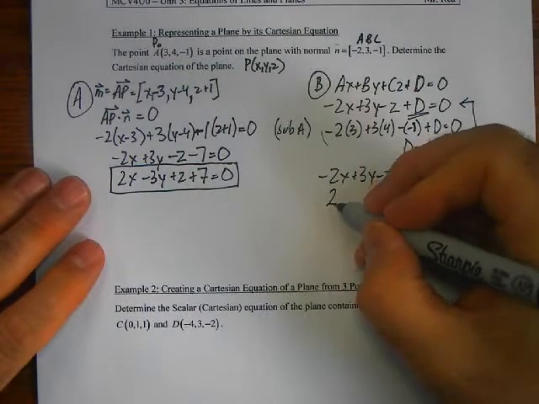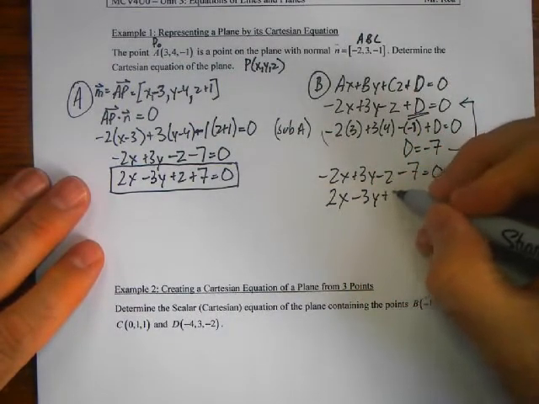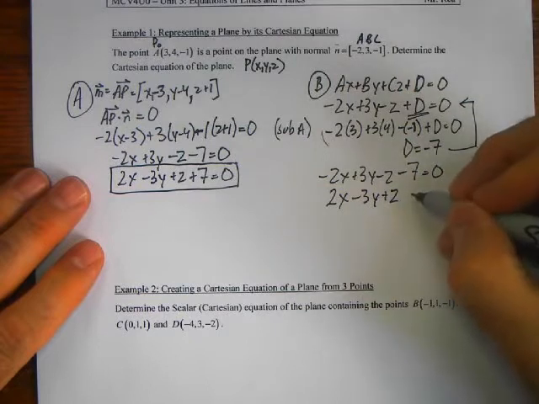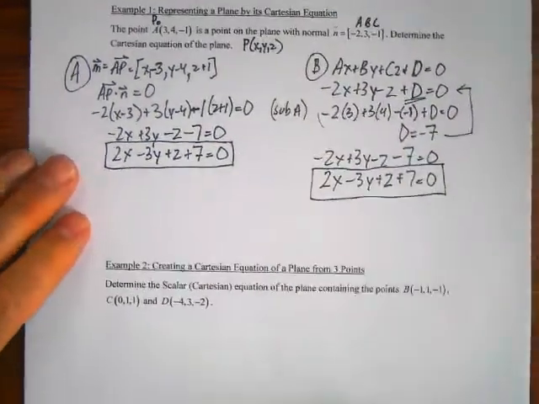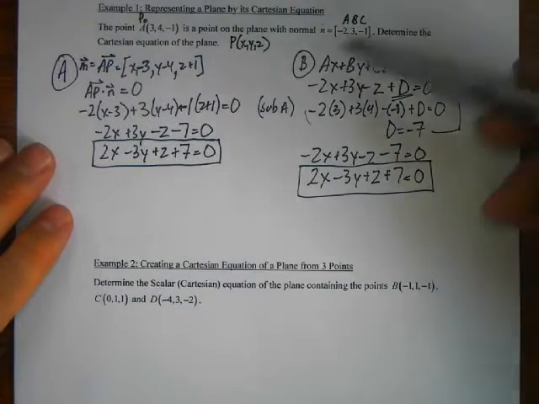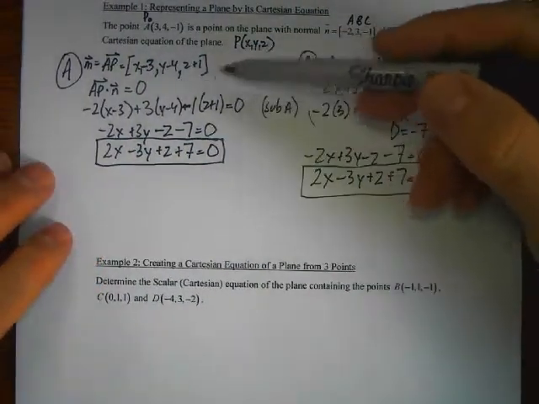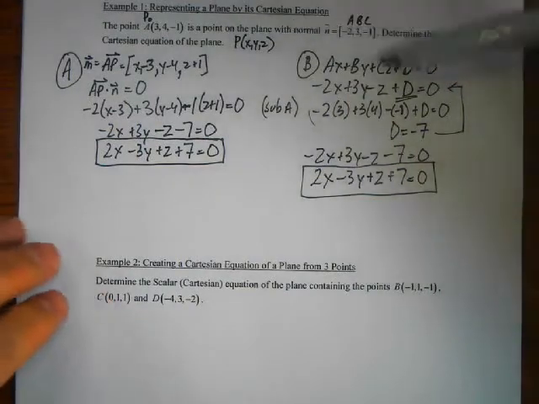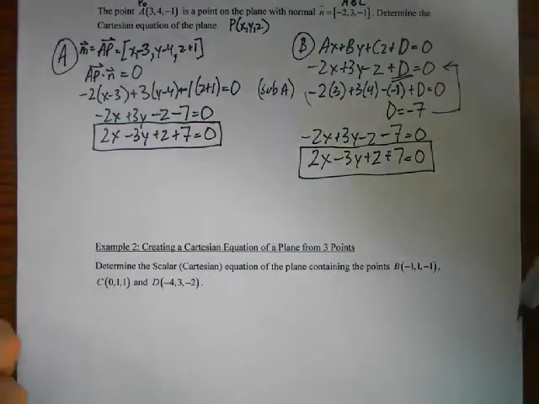And again, let's multiply it by negative 1 just to make it more mathematically pleasing. So that turns into a plus 7 equals 0. So either of these two methods is acceptable. Personally, I prefer to do it this way. This is a little more work, I think, doing the dot product. This is just create an equation, plug something in.